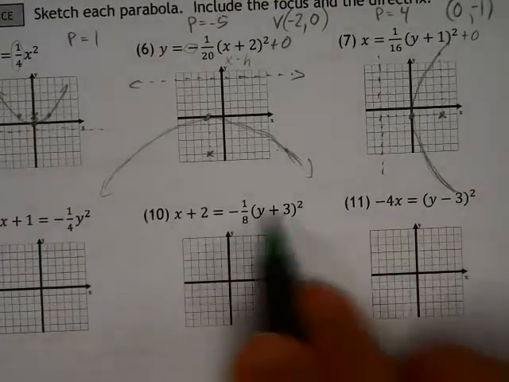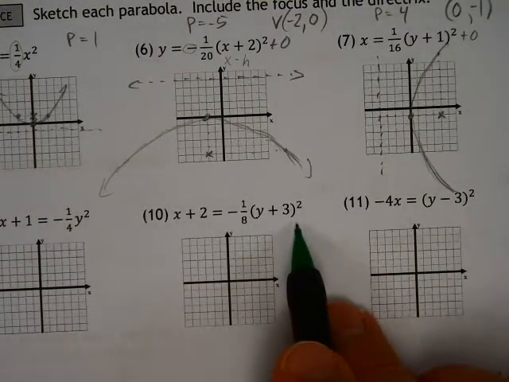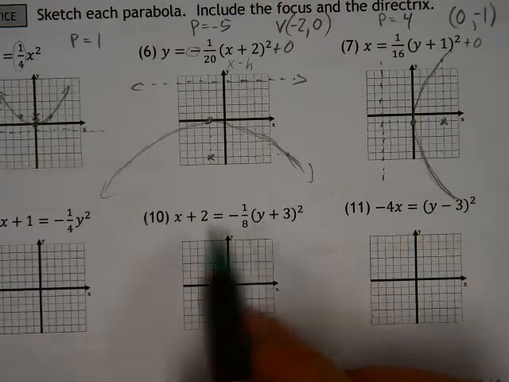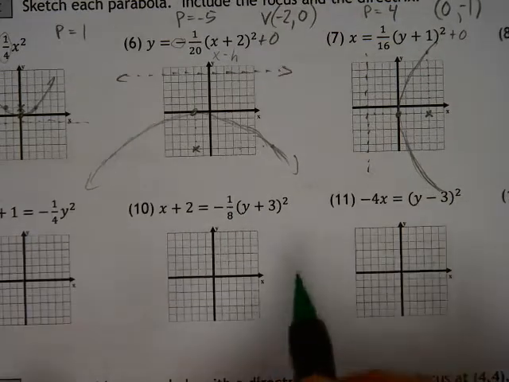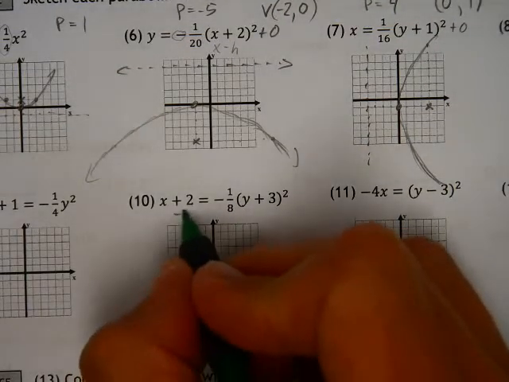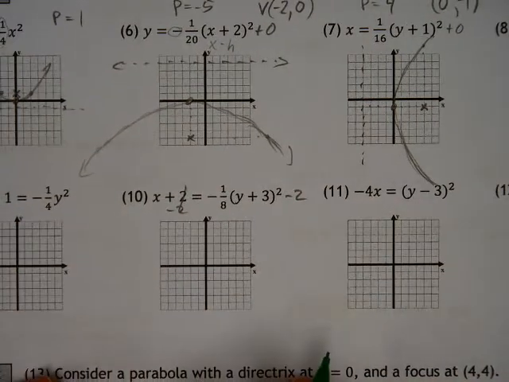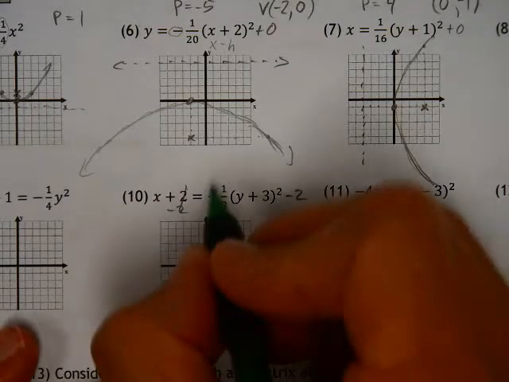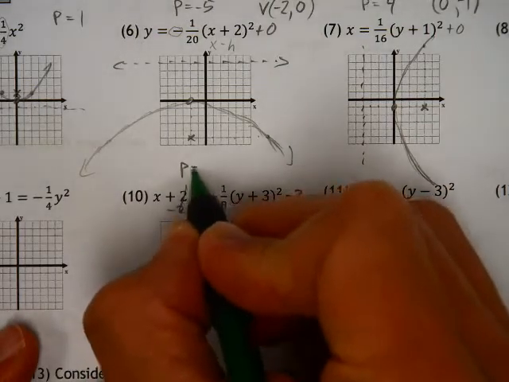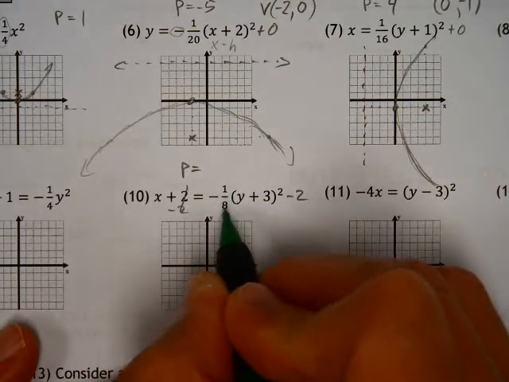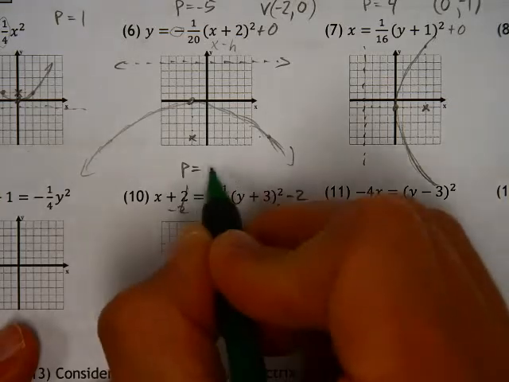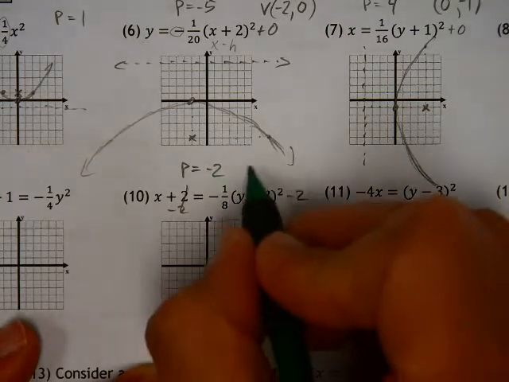Number 10 is you have x on this side and that side. We've got an x equals essentially. You can do a couple things. If you want to subtract the 2 and call it over here, then it's kind of in that form that we were used to seeing. But let's identify the things we need to see. P is equal to 1 over 4p. 4 times what is a -8? It's a -2. What's our vertex?